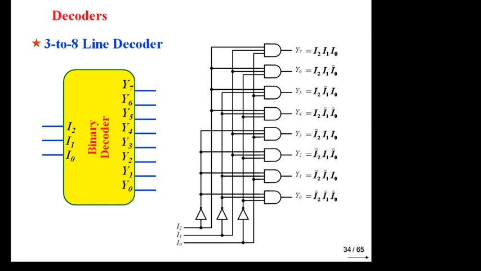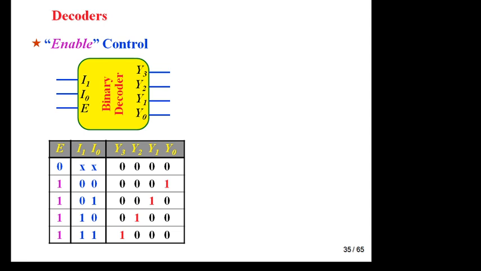Now there is the concept of an enable line. What is the function of the enable line? In case of an enable line, the decoder will only work if the enable line is 1. If its value is 0, it will not give any output.